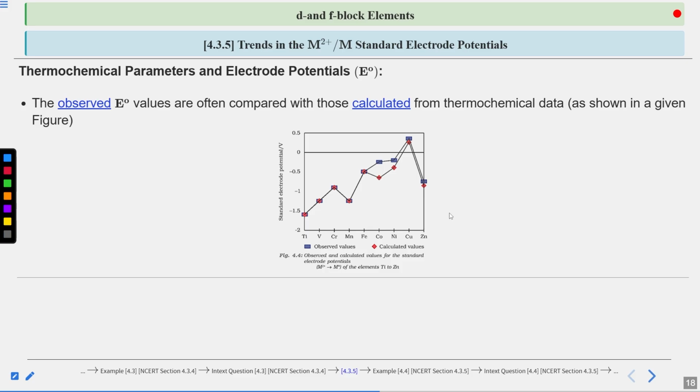Okay, so the hydration enthalpy is more negative, and we said that E naught is going to be the sum of these ionization enthalpies and the hydration enthalpy and atomization enthalpy. And if the hydration enthalpy is more negative for these elements, then the standard electrode potential will show the unexpected decrease in the E naught value of nickel and zinc. Okay, so this is figure 4.4, in which we have seen the observed and the calculated values for standard electrode potential, that is M2+ to M0, of the elements titanium to zinc.